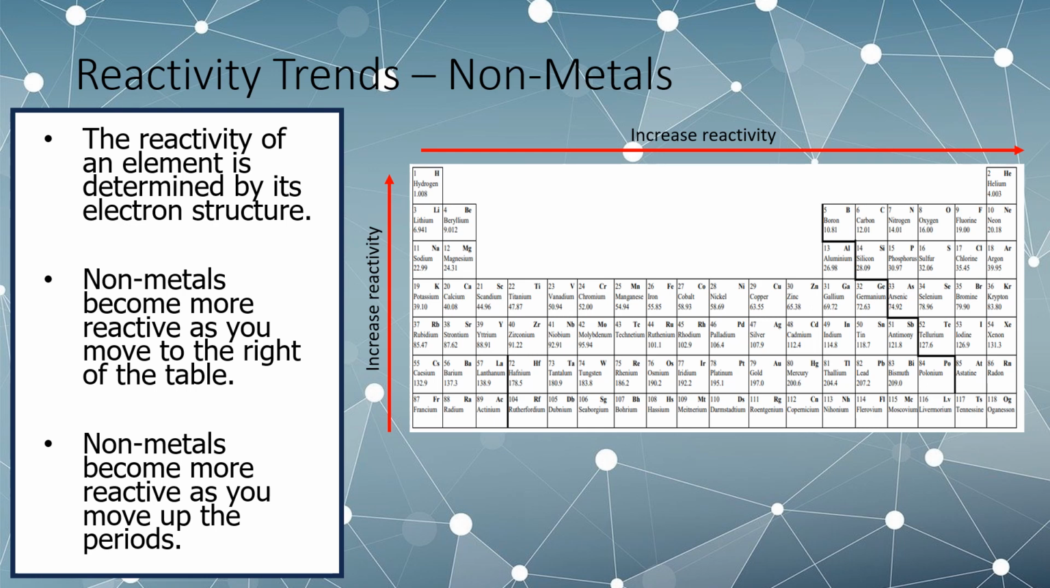Because they want to pull in electrons, it's much easier when they have fewer shells. Because if they have fewer shells, they're going to more easily pull in those electrons. Think about it again.